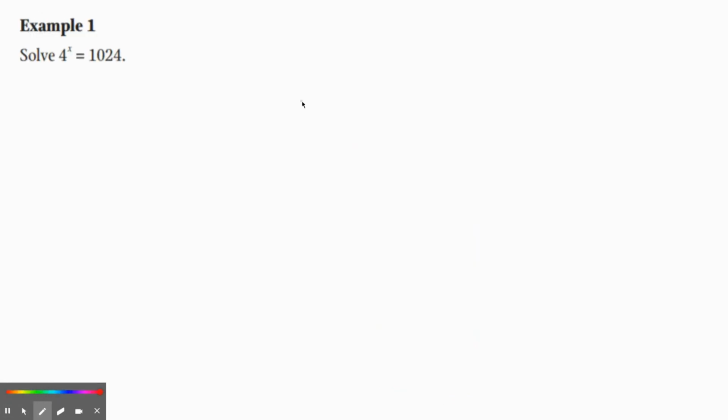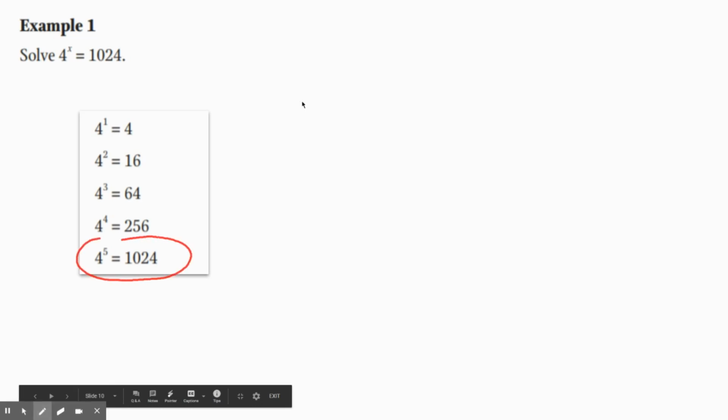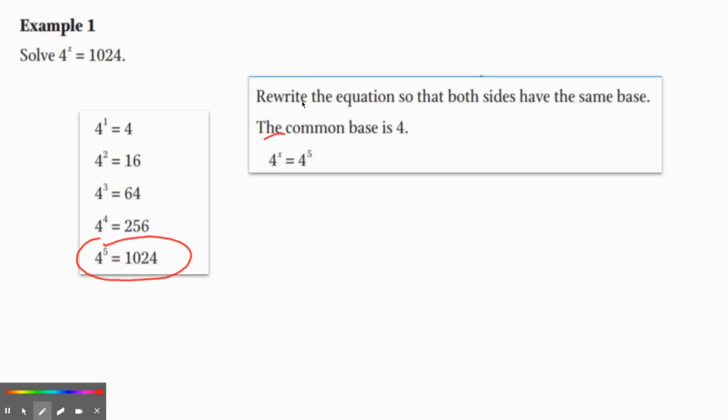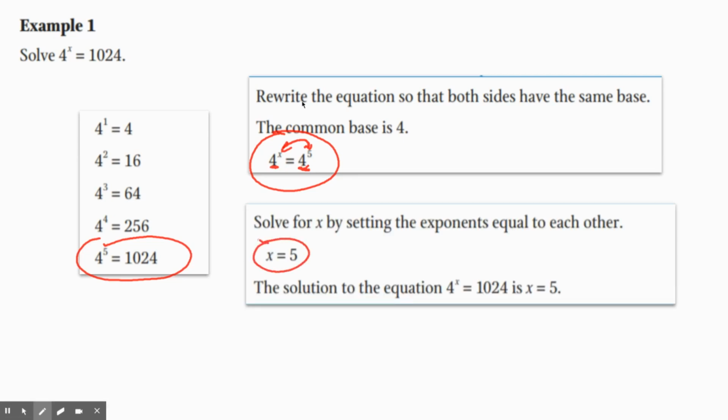So example 1 says 4 to the x power equals 1024. For these problems, it's helpful to just make a list of all the different values for that particular base. And notice it's not until we get to 4 to the 5th power that we get 1024. So notice how it's written here. Once you get the same base on both sides of the equation, you can then set the exponents equal to each other and then solve. Final answer is x is equal to 5.